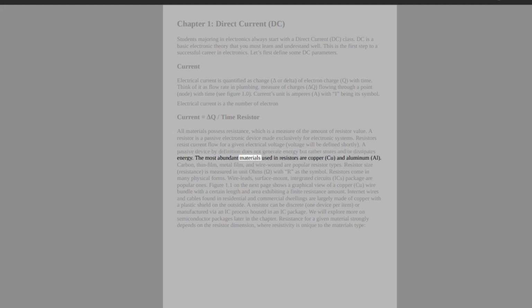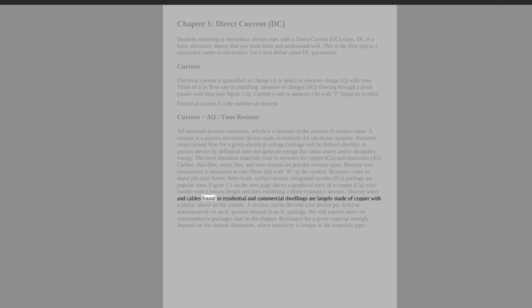The most abundant materials used in resistors are copper, Cu, and aluminum, Al. Carbon, thin film, metal film, and wire wound are popular resistor types. Resistor size, resistance, is measured in unit ohms with R as the symbol. Resistors come in many physical forms. Wire leads, surface mount, integrated circuits, ICs, package are popular ones. Figure 1.1 on the next page shows a graphical view of a copper, Cu, wire bundle with a certain length and area exhibiting a finite resistance amount.